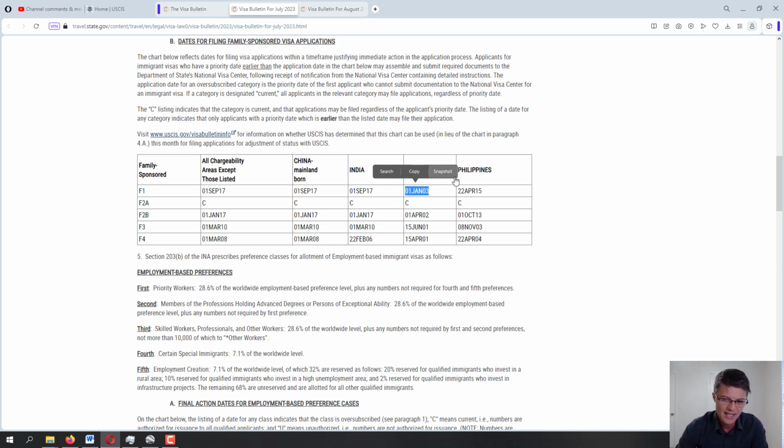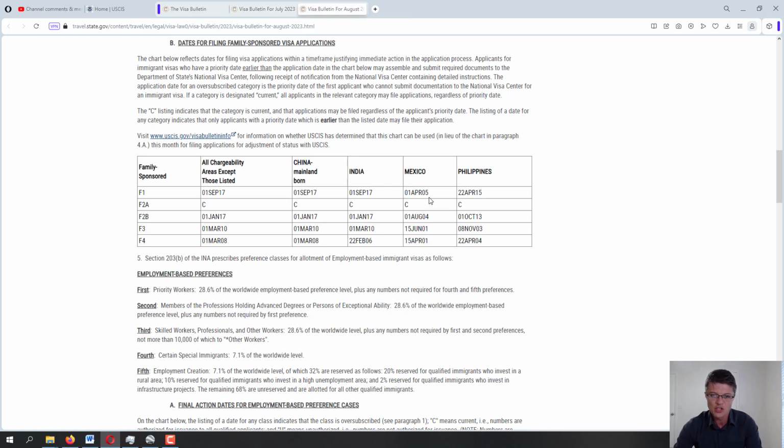It was showing in July 2023, January 1st, 2003. And in August, it is showing April 2005. So there was 2 years and let's see, January, February, March, April. So like 2 years and 3 months of positive movement forward. So great, really good to see some movement on the chart B at least, especially for Mexico, because Mexico is one of those chargeability areas where the wait times are just insane for some of the categories. So it's really nice to see some movement for Mexico.